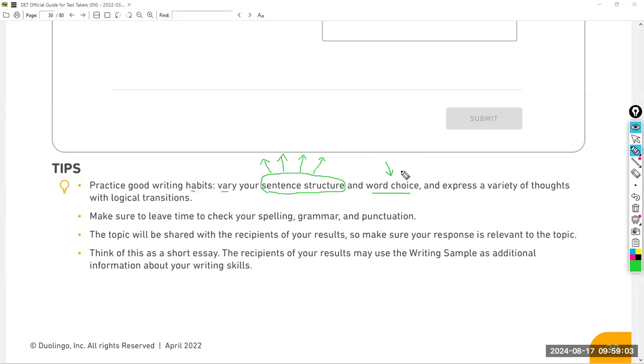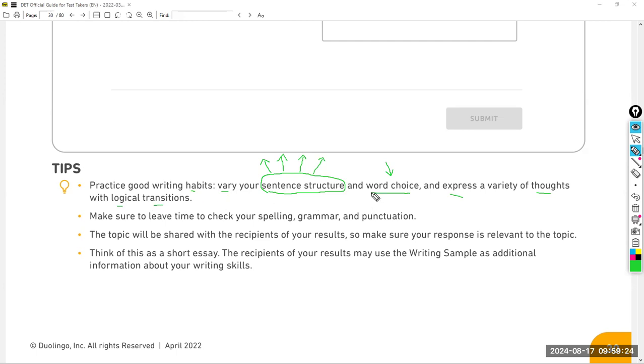You have to search for antonyms just to be able to write in a good way, because as I told you, repetition is really bad, not only in writing, but also in speaking. So, and express a variety of thoughts with logical transitions.